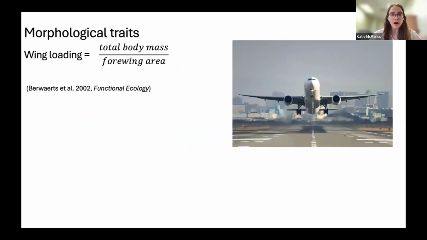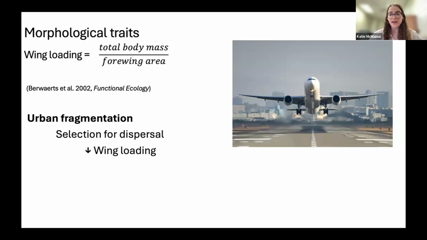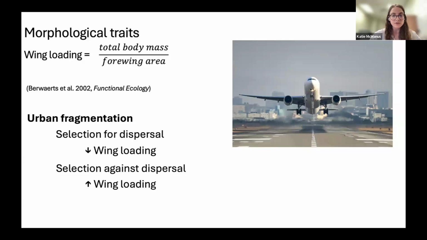And from my measure of body mass and forewing area, I calculated wing loading. So this is an important trait related to the aerodynamics of the individual, and it's especially important for maneuverability and will determine how fast a butterfly can take off. So a decrease in wing loading would correspond with an increase in flight performance. So if dispersal is selected for, then we would predict that the urban individuals will have a decrease in wing loading. If dispersal is selected against, then the urban individuals may have an increase in wing loading.